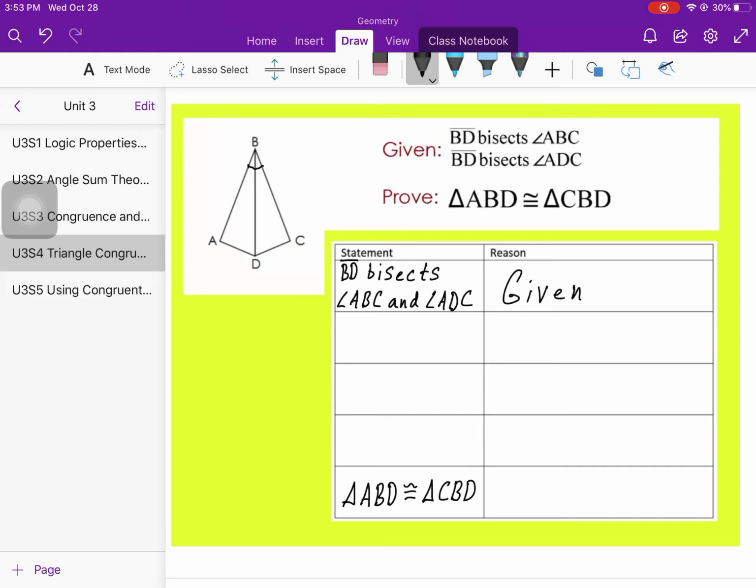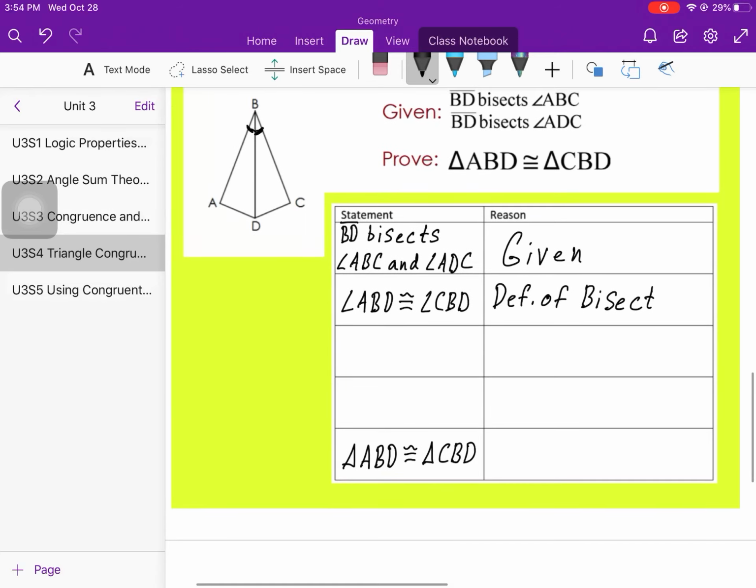So if we know that it bisects ABC, which is this angle here, I know that this angle, ABD, is now congruent with the side angle next to it, CBD. So we can say angle ABD is congruent with angle CBD. And the reason is because they were bisected. So this is a definition. Bisecting is not a theorem or anything, so we put definition of bisect.